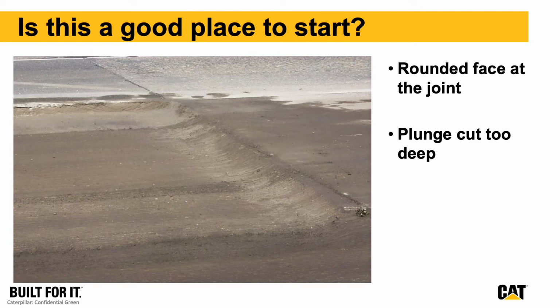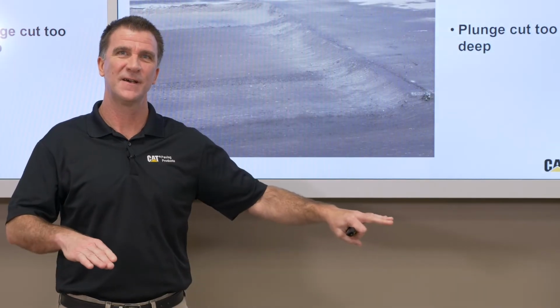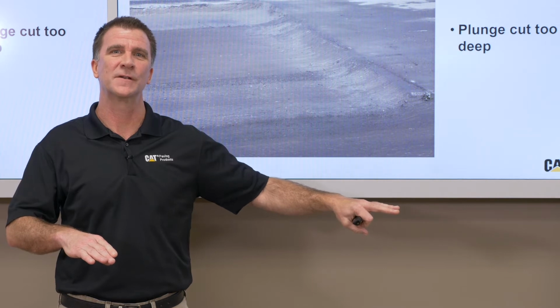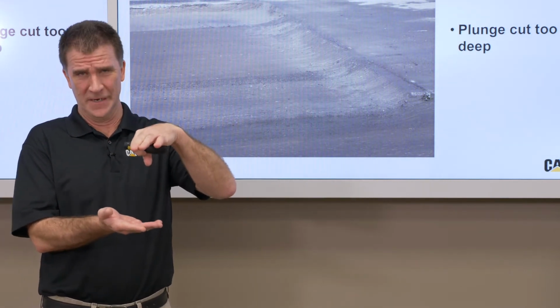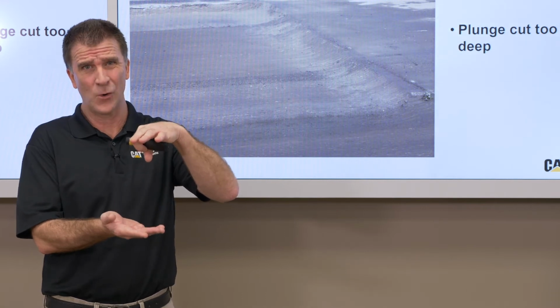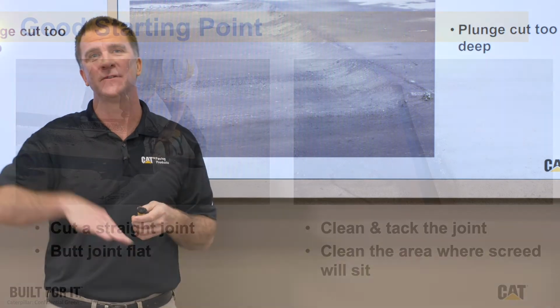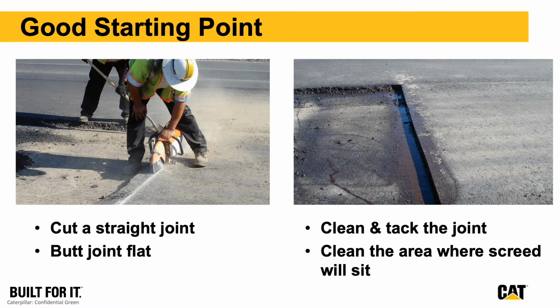Two things going on. That rounded edge, we won't get good mix in there to get compaction right at the edge. And the plunge cut, again, where they drop the rotor or the grinder drum in to start milling, is deeper than a few feet down the road once they got going. So what's going to happen? That thick area where they dropped it in right at the beginning there will compact more, and we'll have a dip there.